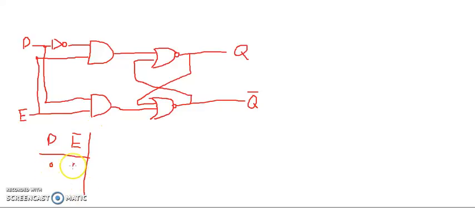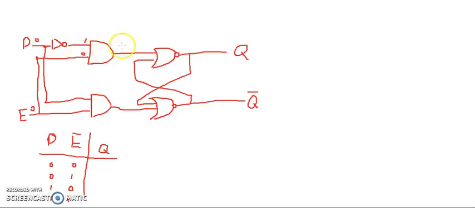0, 0, 0, 1, 1, 0, and 1, 1. And then on the other side, we have our output Q. So if we put D as 0 and E as 0, we would see that this is a NOT gate, so we'll make this 1.